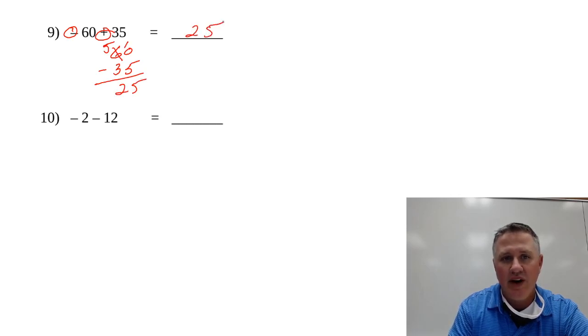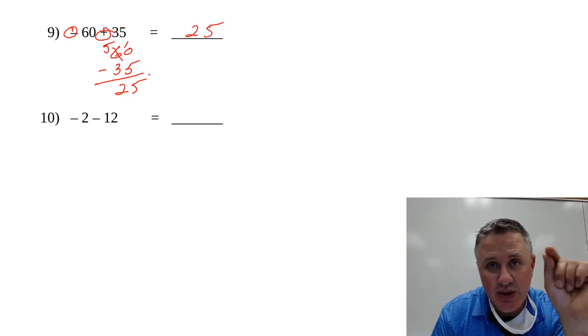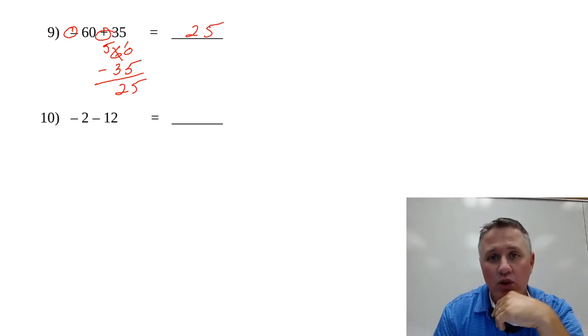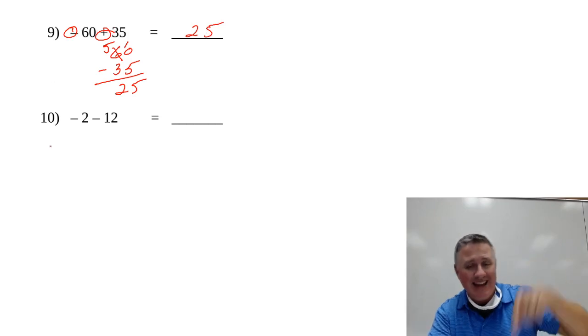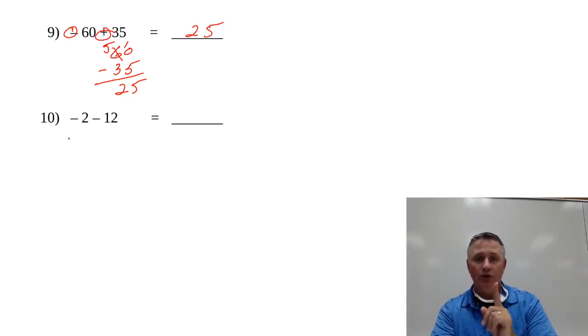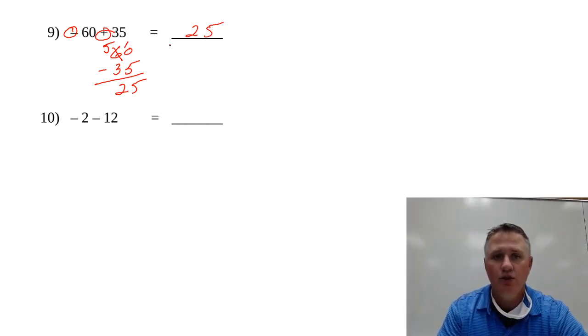I have 25. But then after I do that, I got to ask myself, what do I have more of? I have more negatives than positives. And think, if I went down 60 feet into the water and rose 35, did I make it out of the water? No, you're still in the water, right? So it's negative 25.